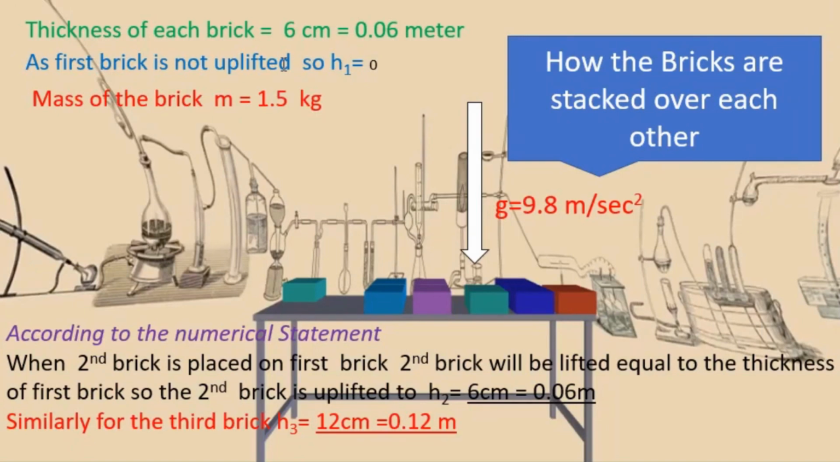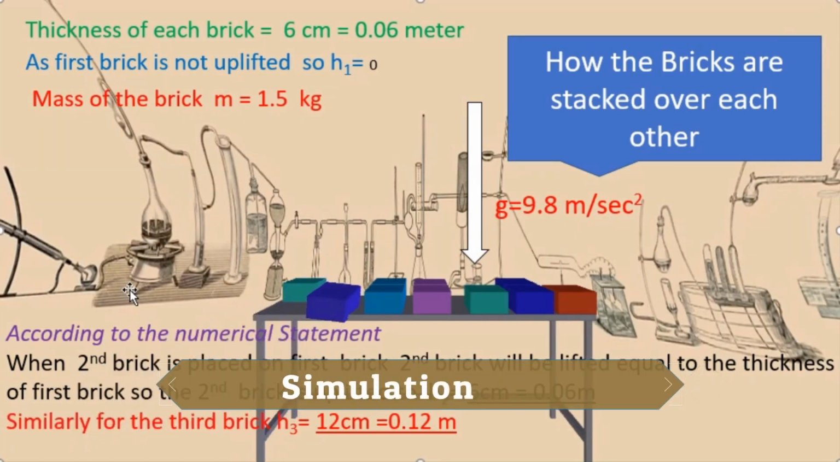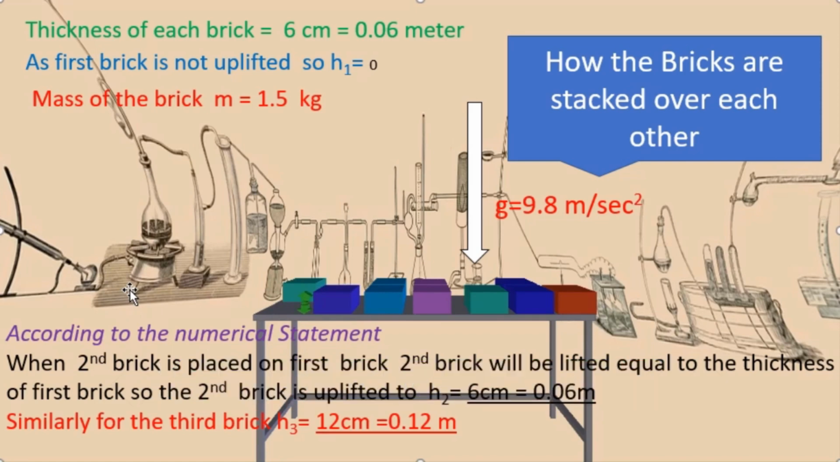Now we will see in the simulation how the bricks are stacked over each other according to the numerical statement. Here we can see that this is the first brick lying flat on the table, and the thickness of the brick is 6 centimeter according to the statement. We can see it is 0.06 meter in SI units.